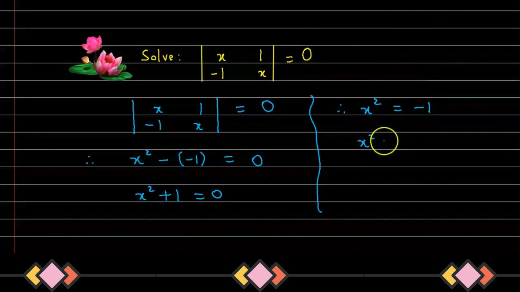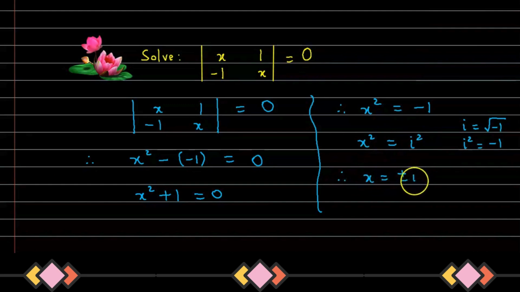So we can replace the -1 by the imaginary unit, that is i square से हम replace कर सकते हैं, right? We know that i is equal to root of -1, तो i square होगा -1. So we replace -1 by i square. So taking the square root, x की value हमें मिलेगी plus or minus i.